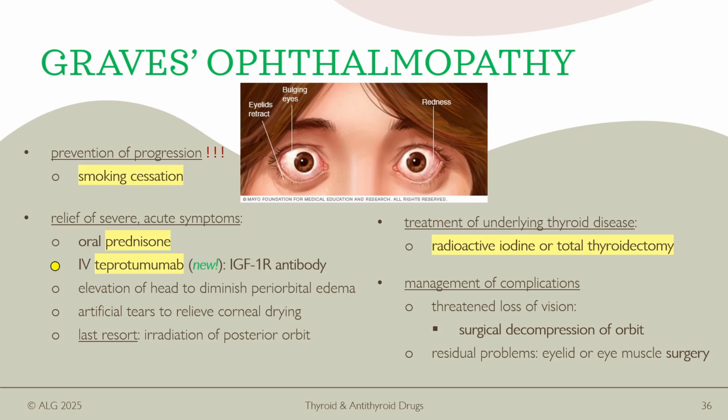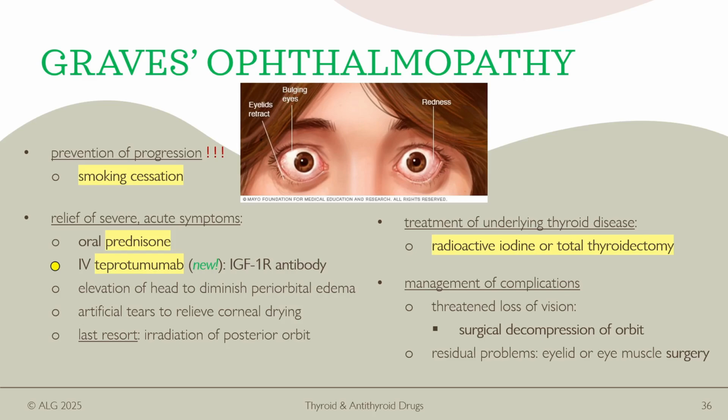For relief of severe proptosis, acute pain, and swelling, we may give oral prednisone 60 to 100 mg daily for a week, then taper. Or if available, we may give IV teprotumumab, a monoclonal antibody against insulin-like growth factor receptor type 1, or IGF-1R. This receptor stimulates TSH receptors in the orbital fibrocytes, so this drug will decrease the stimulation.